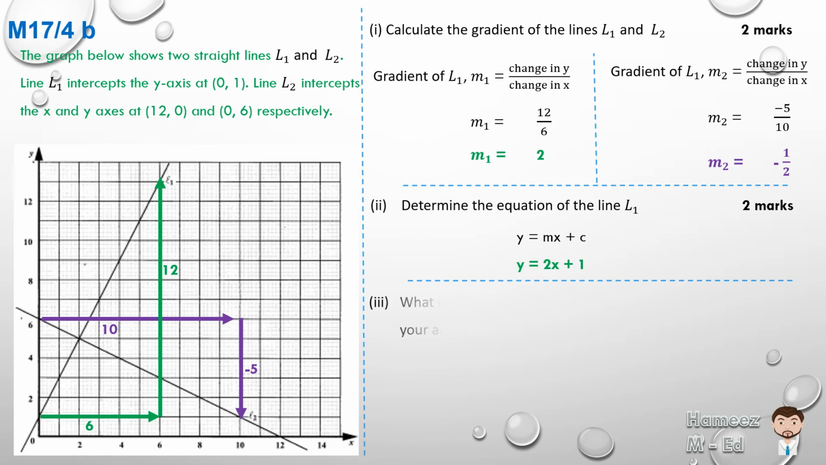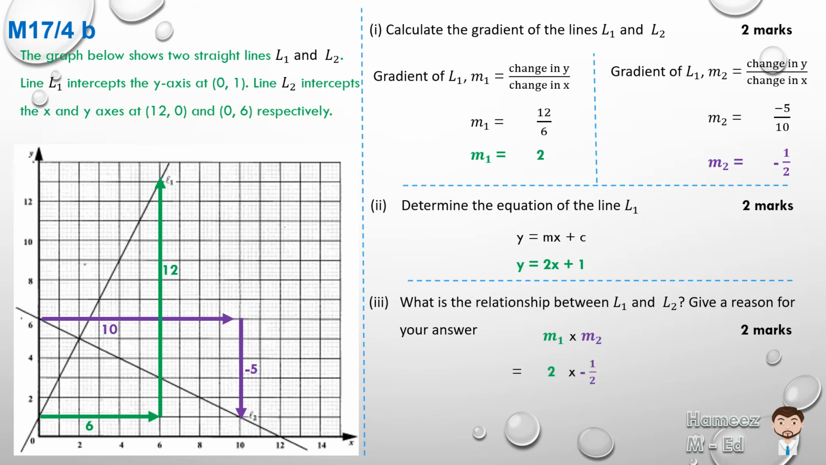And for the last part of the question, what is the relationship between L1 and L2? Give a reason for your answer. So let's look at the gradients. m1 in part 1 worked out to be 2, the gradient of line 1, and the gradient of line 2 worked out to be minus a half. So if we find m1 times m2, that will give us 2 times minus a half, and that works out to be, the 2 cancels 2, so you're left with minus 1. Since the product of the two gradients gives a value of minus 1, this indicates that L1 and L2 are perpendicular to each other, meaning they form 90 degrees to each other.